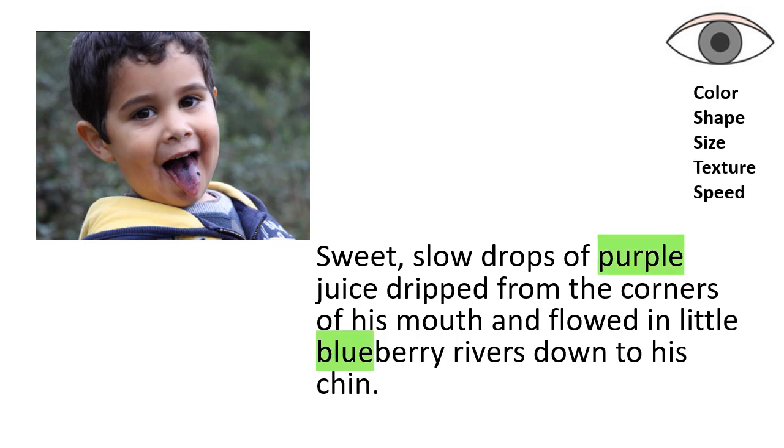We created this description by adding color and shape. A drop and a river, to me, evoke shapes. And size, it's a little blueberry river. And a little bit of texture in the word flowed, kind of smooth. And a little bit of speed in dripped. That's maybe also a little bit of shape or size. But overall, you get a picture of this boy's face.